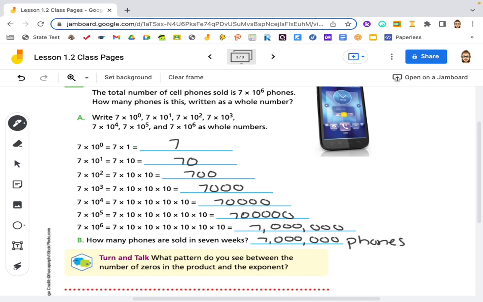So we will go over it more in class, but hopefully you are starting to be able to see how to rewrite expressions involving the product of a one-digit number and a power of 10 as a whole number. Remember, in order to be a math person, all you have to do is be a person and do math.